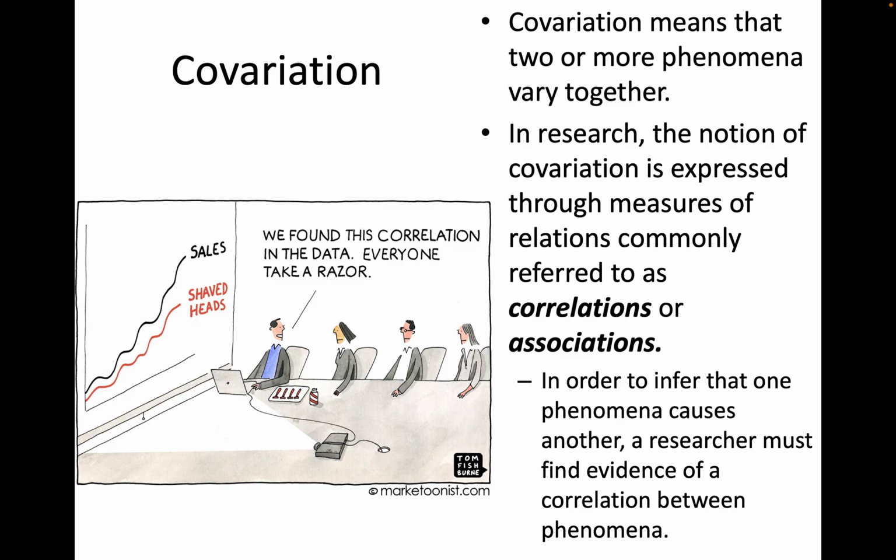Covariation means that two or more phenomena vary together. In research, the notion of covariation is expressed through measures of relations, commonly referred to as correlations or associations. In order to infer that one phenomena causes another, a researcher must find evidence of a correlation between phenomena. We found this correlation in the data. Everyone take a razor. He's talking sales and shaved heads.